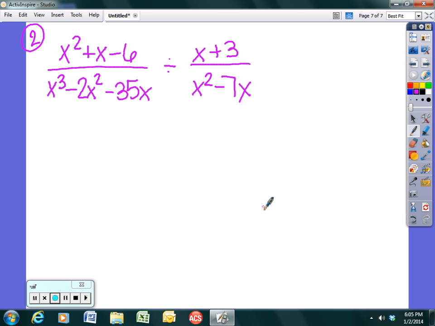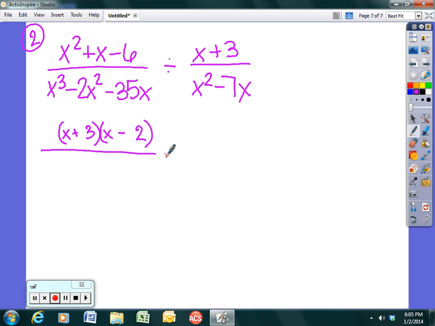Let's go ahead and start with x squared plus x minus 6. When we factor this, we can factor it into two binomials. First term is going to be x because x times x gives me x squared. Now I want to look and see if I can find numbers that multiply to give me 6 but add or subtract to give me 1. Those numbers would be 3 and 2. 3 is going to be positive, 2 is going to be negative.